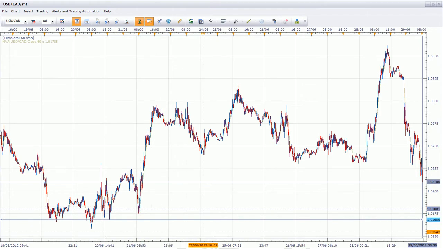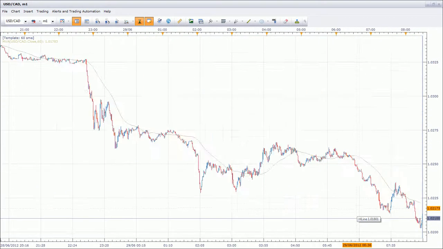Again, 1.0180 according to the trade plan, but looking at the charts, the 1.0165-ish area, right here, or 1.0168-ish area was a better support area. Let's see what it actually turned up.